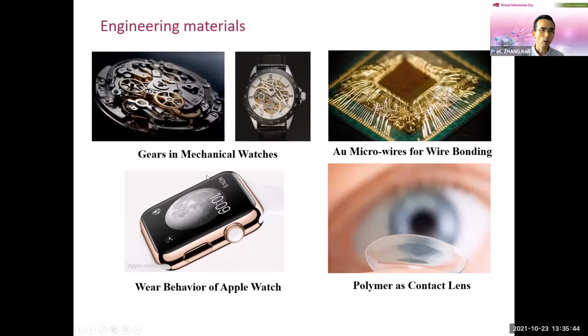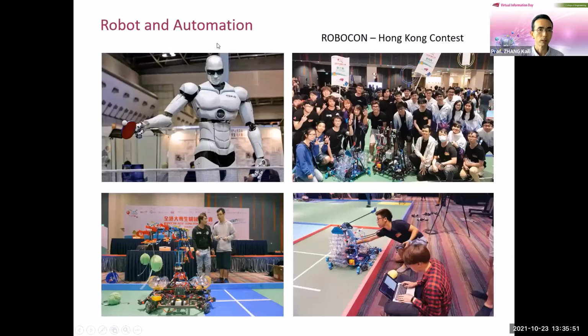And in our program, we have several courses related to engineering materials. The students will learn a lot of useful knowledge in engineering materials. Next is robots and automation. Especially in modern industry, in the factory, there are few human workers. There are more and more robots because robots can work for 24 hours without eating, and we do not need to pay their salary. So robots can greatly increase the efficiency of manufacturing in different areas.